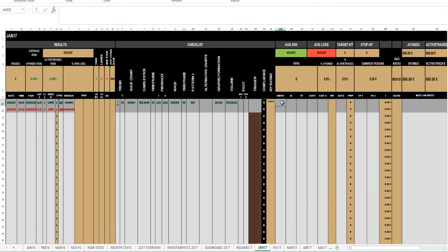So let's say I went long at 1.05. My stop would be at 1.04, and instantly I got 100 pips risk, which times 0.1 lots is 100 euros risk, more or less. And then I put my take profit at, let's keep it simple, 1.07.